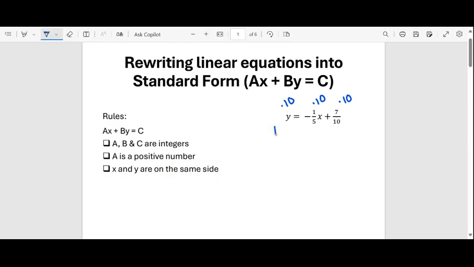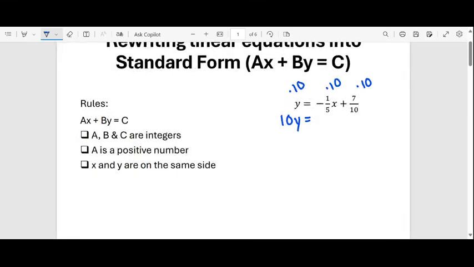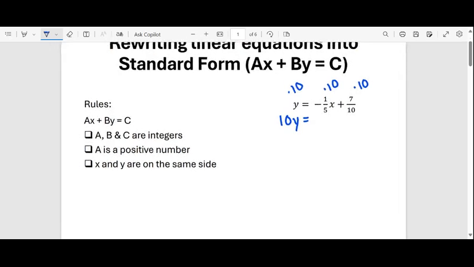On the left side, I'm going to have 10y. Then I'm going to do 10 times negative 1/5 x. 10 times negative 1/5 will give me negative 2x. Then 10 times 7/10 will give me a positive 7 because the 10 and the 10 cancel. So my a, b, and c are all integers.